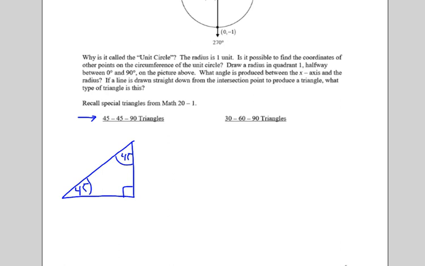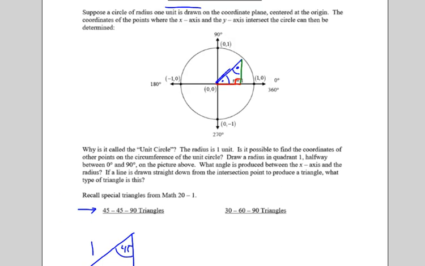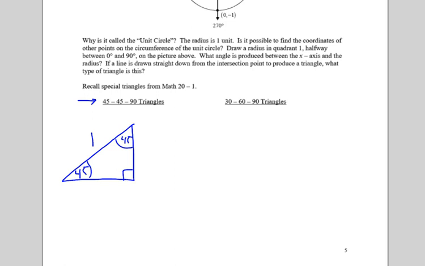Right now, the only thing that I know about the lengths of my triangle is that I said this is 1. The reason why that's 1 is because this is the unit circle. This length here is always 1 for the radius. So I know that's 1, but I don't know what this side is, and I don't know what this side is.